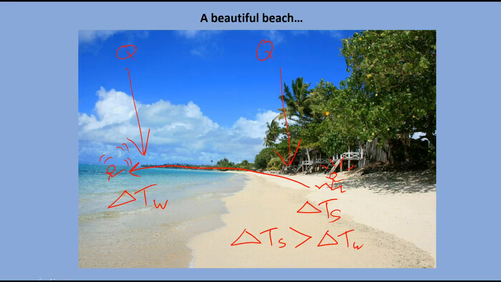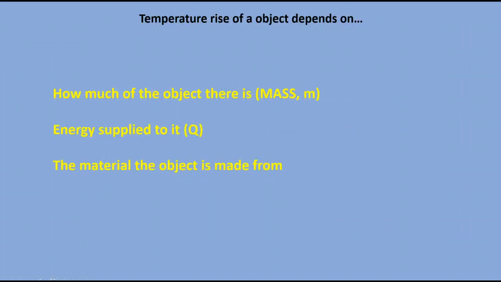Now the reason for that, and the things that govern any temperature change, is because they may have had different masses. We know the energy supplied to them was equal, but the energy supplied to an object does help define what its temperature rise will be, and also the material it's made from. Every material will have a different thermal temperature relationship.